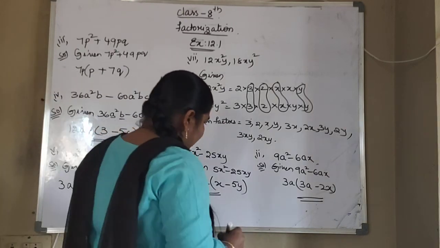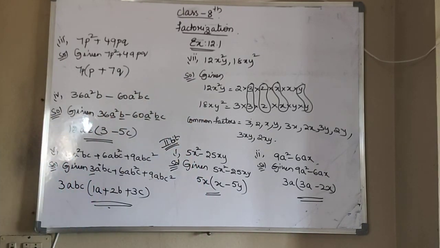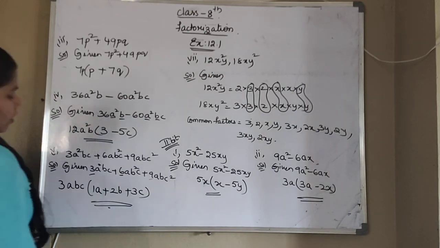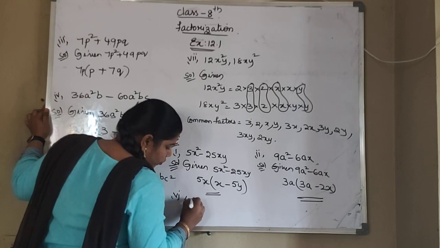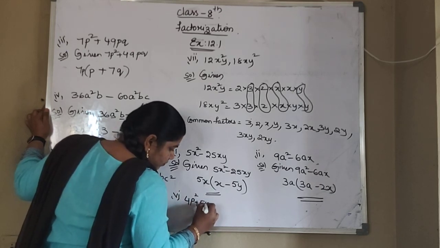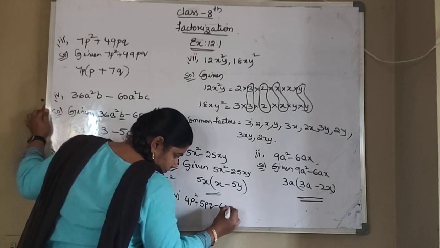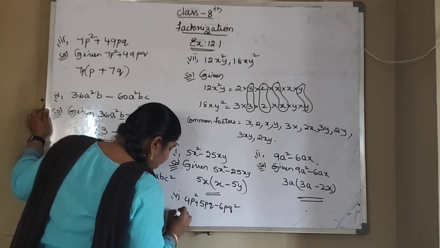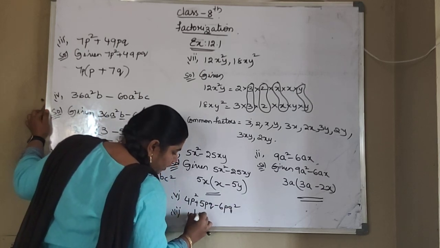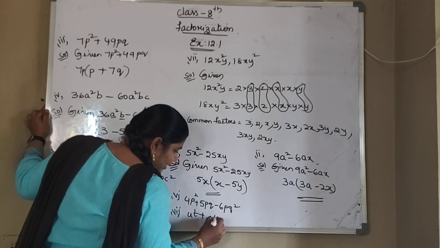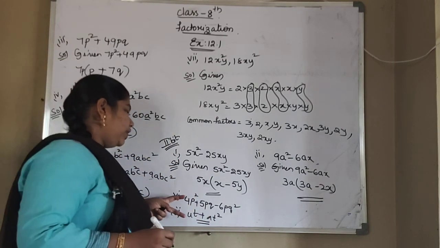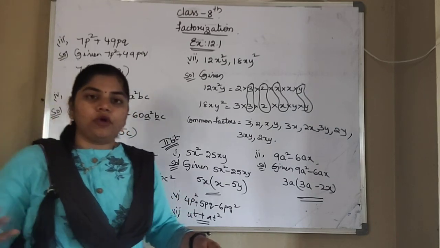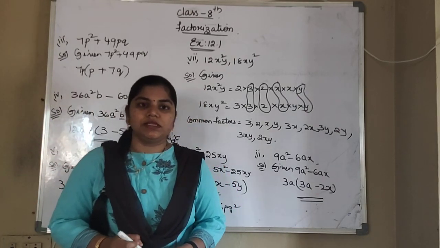So here, the 6th and 7th you try as homework. What is the 6th one? 4p square plus this one. And the last one, you try as homework. Again in the next class I will explain to you, and you can check whether you did correct or wrong. First you try these two as homework. The remaining problems we will continue in the next class. Thank you.